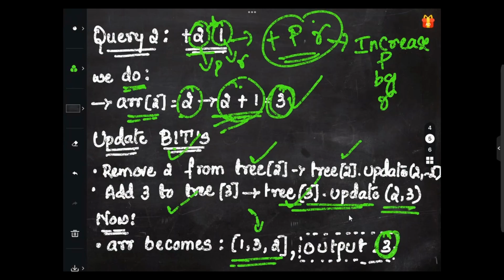So we have to remove the 2 from the tree 2. Because we are having the 2 as p, we have to remove the 2 from tree of 2. This will be tree of 2 dot update 2 comma minus 2, right? So now we have to add the 3 to tree 3. This will be tree of 3 dot update 2 comma 3. So now array becomes 132. So the output will be quite obviously 3.